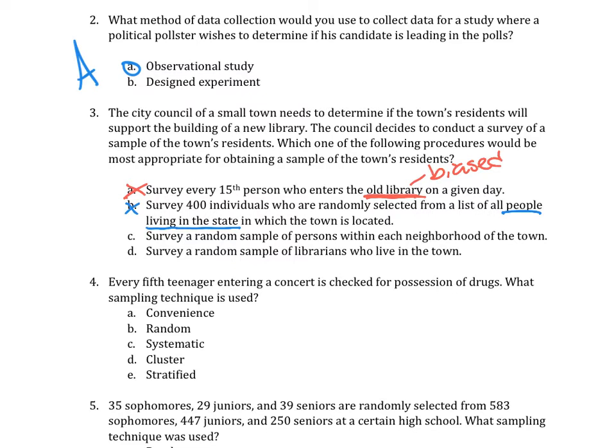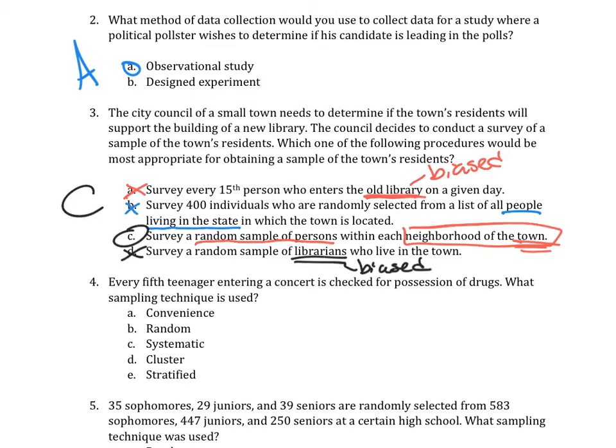Letter C, survey a random sample of persons within each neighborhood of the town. So here, random sample of persons is good, and it's in each neighborhood of the town. So we're going in the right direction. Letter C looks promising. Let's look at letter D. Survey a random sample of librarians who live in the town. Again, random is fine, but we're talking about librarians who obviously are going to want a nice new place to work. So that, again, is going to be biased. So C is the correct answer.